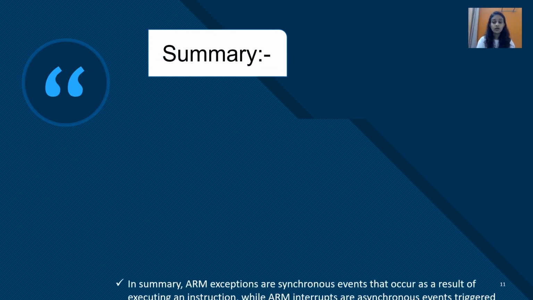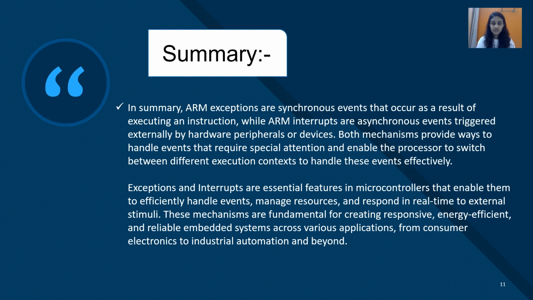So let's summarize what we have learned in this presentation. ARM exceptions are synchronous events that occur as a result of executing an instruction, while ARM interrupts are asynchronous events triggered externally to the processor, created by a stimulus from the external environment, where peripheral hardware and devices send signals to the processor for immediate attention. Both mechanisms provide ways to handle events that require special attention and enable the processor to switch between different execution contexts to handle them very effectively. Exceptions and interrupts are essential features, as we have seen in real-time operating systems, medical devices, industrial automation, robotics, etc. Everywhere exceptions and interrupts have a very crucial role.